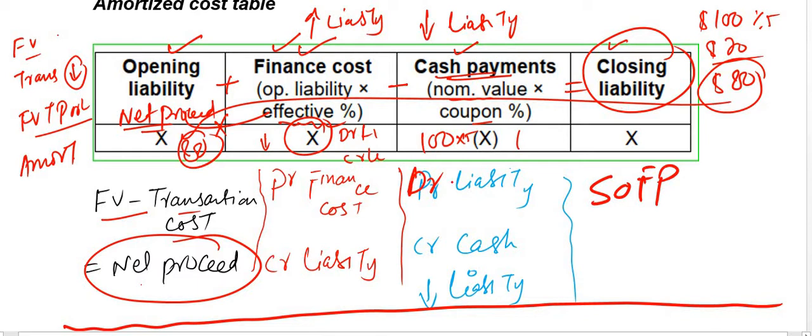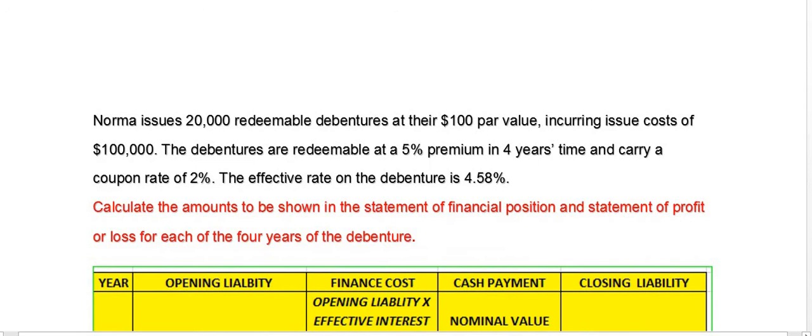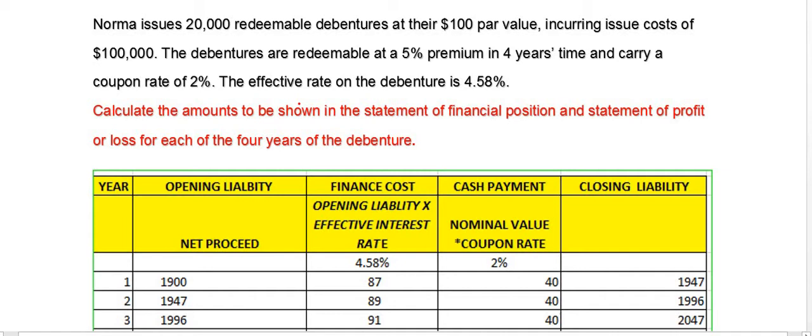Now let's move on, and here we have a question. From this question you will understand better. If you see here, a company issues some redeemable debentures, 20,000 of them, and the value is $100 each. So you will first multiply this 20,000 with $100.